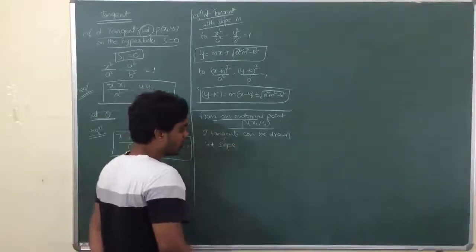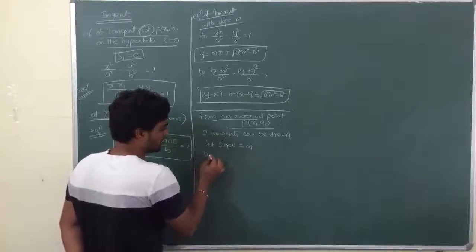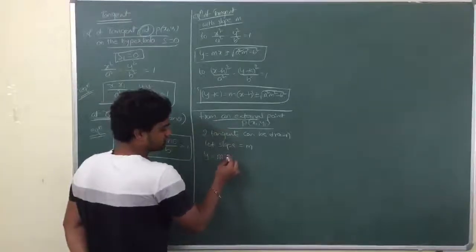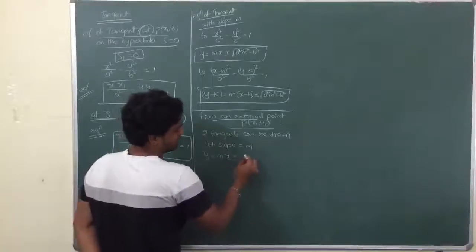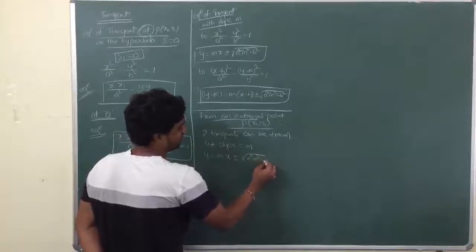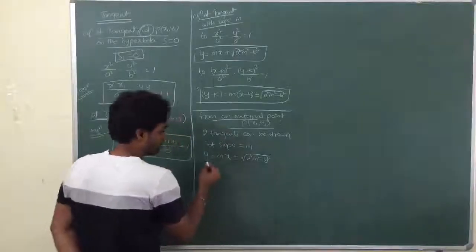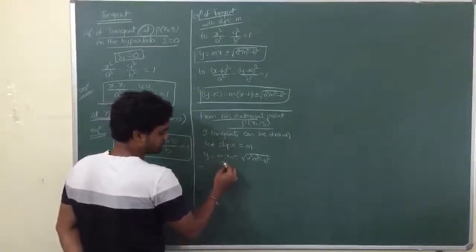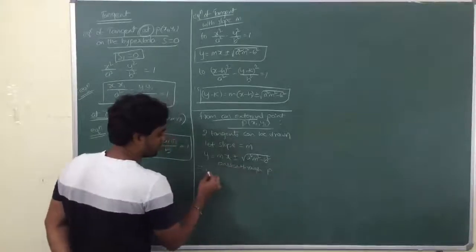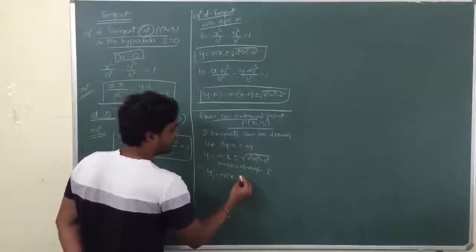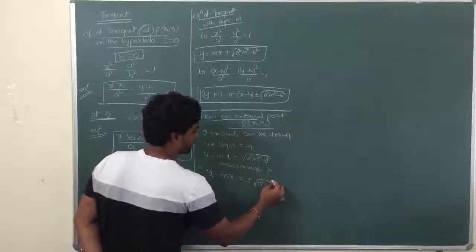Always, the first step is: let the slope be m. Then the equation is y = mx ± under root a² m² − b². Now, it passes through P, which means y1 − m x1 = ± under root a² m² − b².